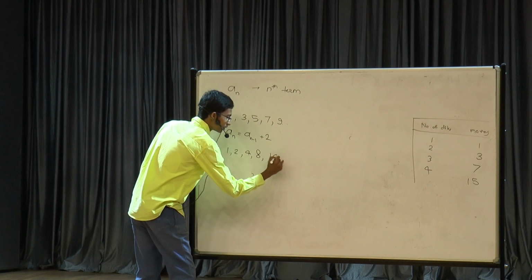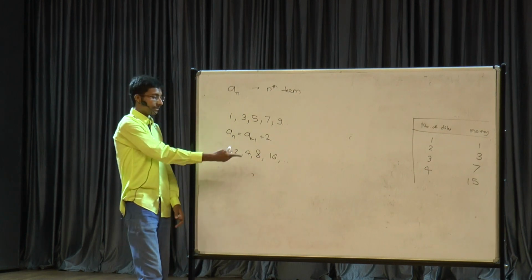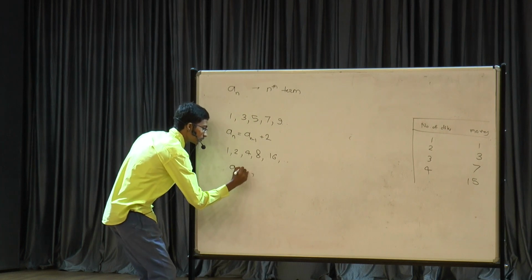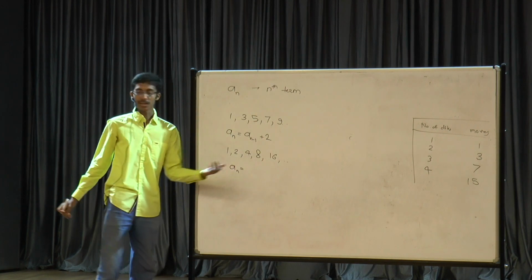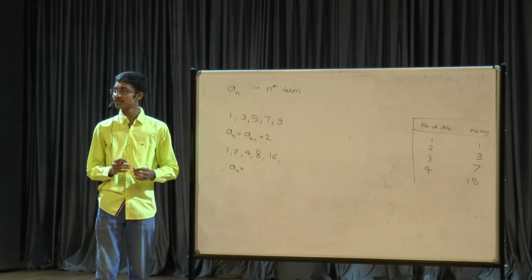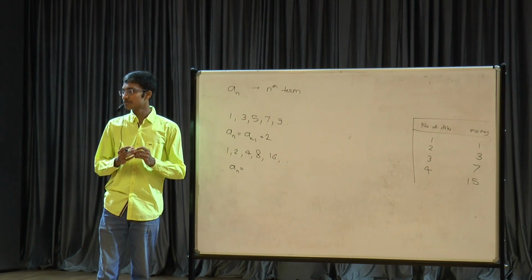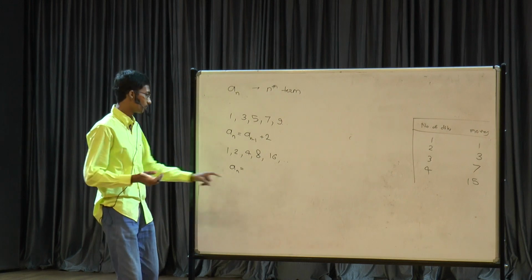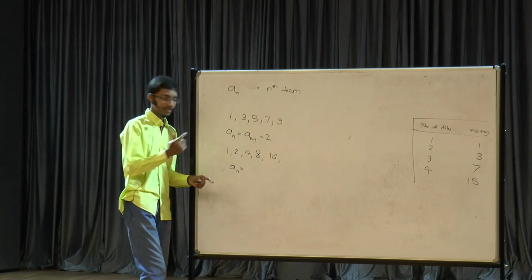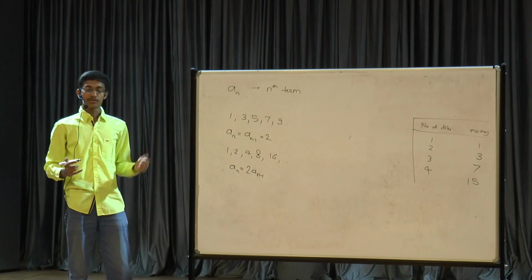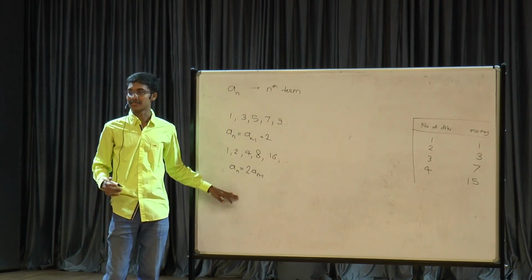Must have seen this before. What will be the next term? Can you tell me in terms of previous terms how this one will look like? What are you doing to get the next term? Multiplying by 2 the previous term. So what should I write here? Yeah, 2an-1. So it's 2 times of the previous term is the next term.